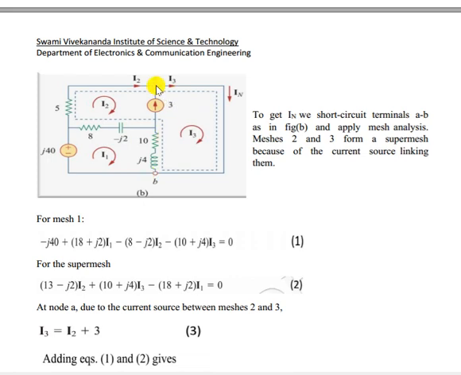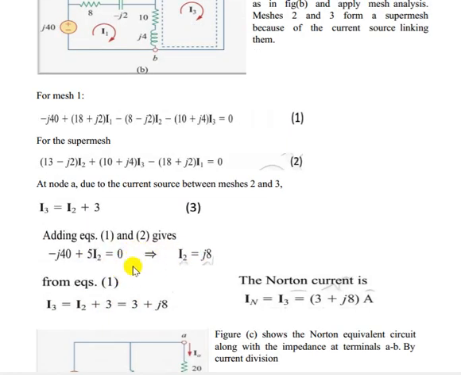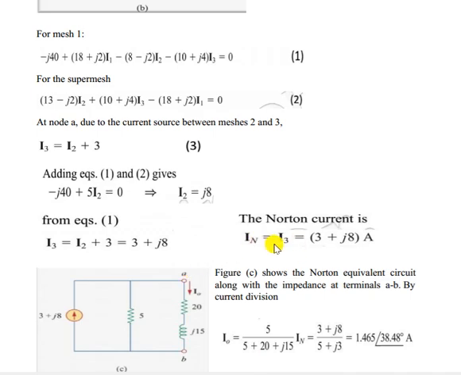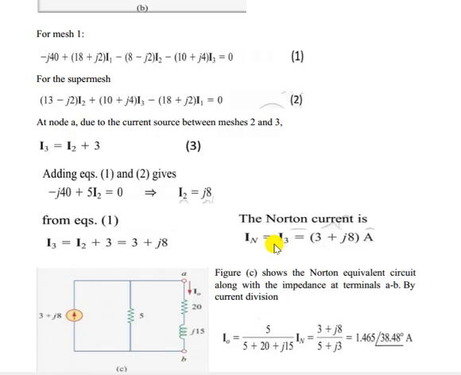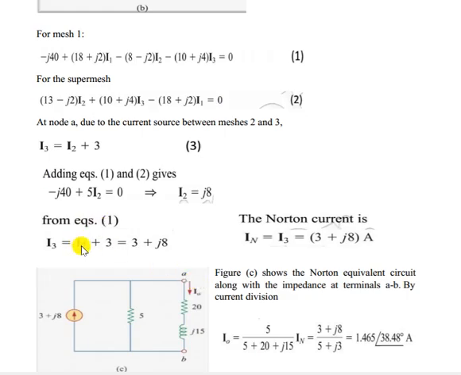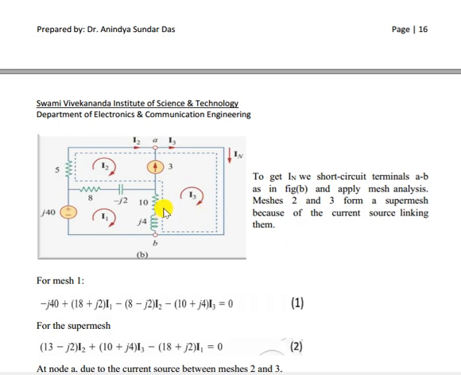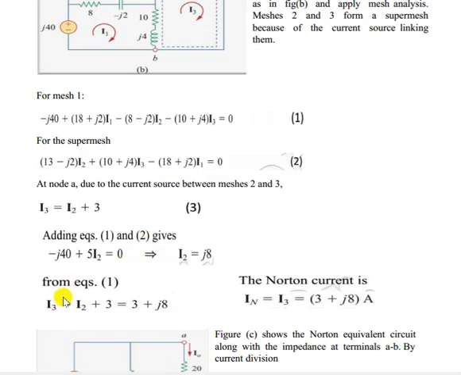Before solving, at this node A, what you can write is I3 equal to I2 plus I3. Then we can solve and we get the value of I3. So we got the values of I2 and I3. I3 is nothing but IN, that is what you have to find out.